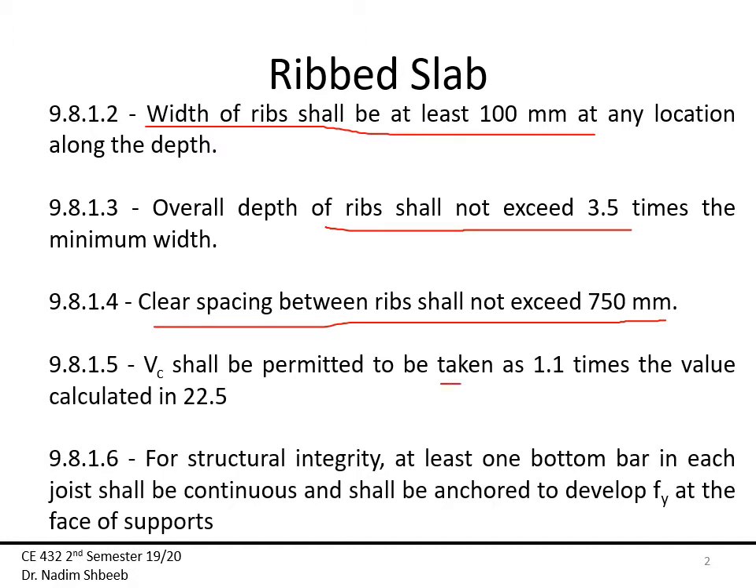It's allowed to take the shear as 1.1 times the value calculated in 22.5, namely equations A, B, and C for phi Vc. For structural integrity, at least one bottom bar in each joist shall be continuous and shall be anchored to develop Fy at the face of support, which means we're going to have at least one bar continuous throughout the continuous beam, for instance. We will talk about the anchorage and development length hopefully in the next chapter.